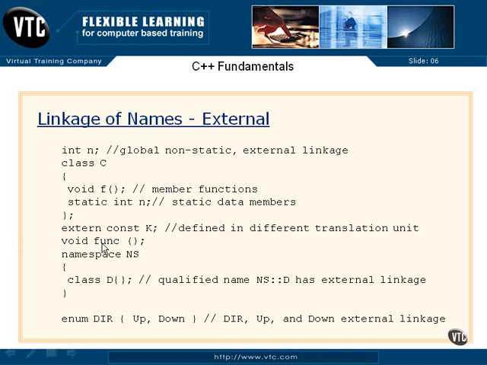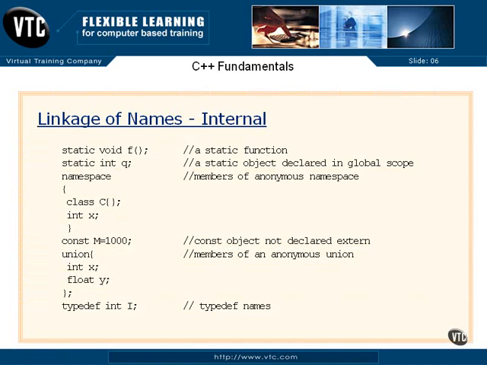And here we have a function declaration, which is a void function. And here we have a new namespace. And this namespace and the class D, which would be ns::D, will have external linkage because of the way it's declared and defined. And here's an enum called direction, has up and down, that's 0 and 1. We talked about enums a little bit ago. And that has external linkage because it is declared and defined outside anything else in this one translation unit. This is the whole source file translation unit. So that's external linkage.